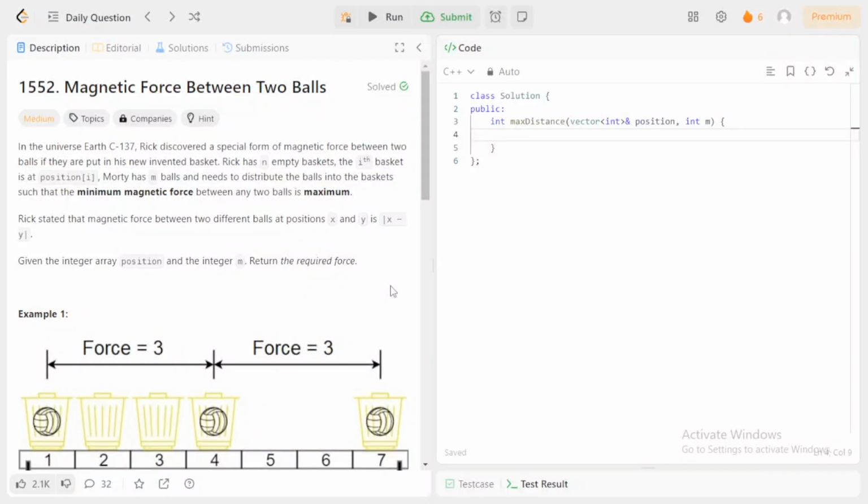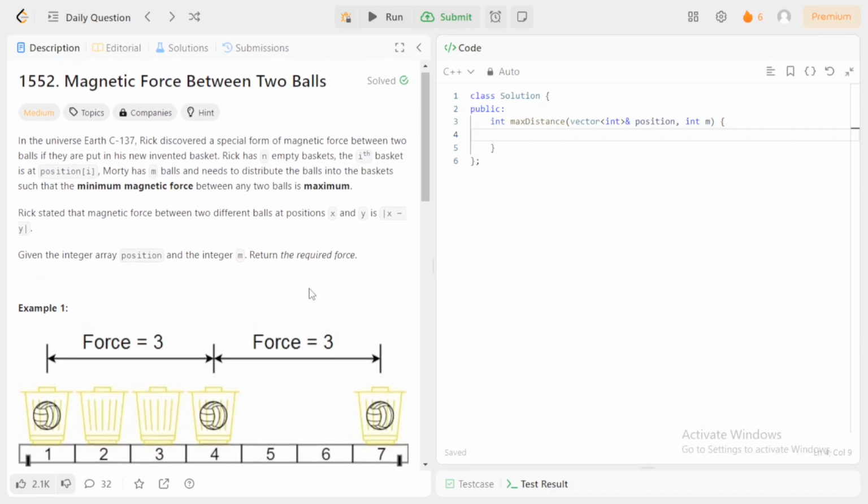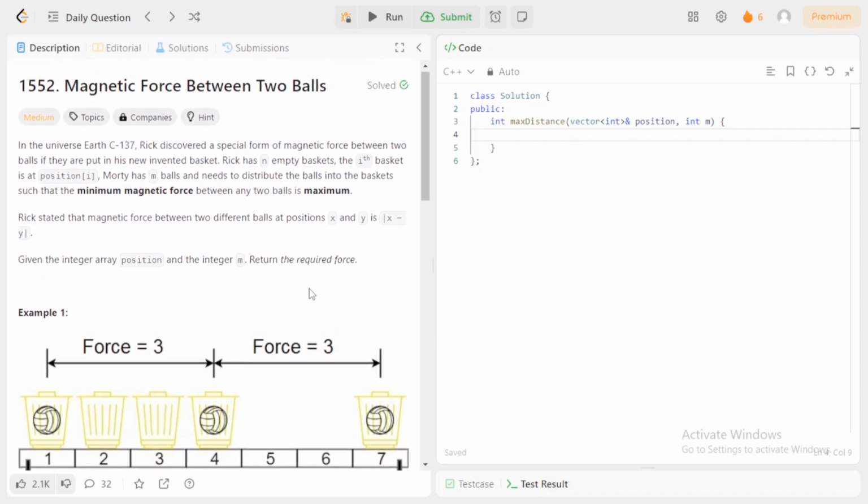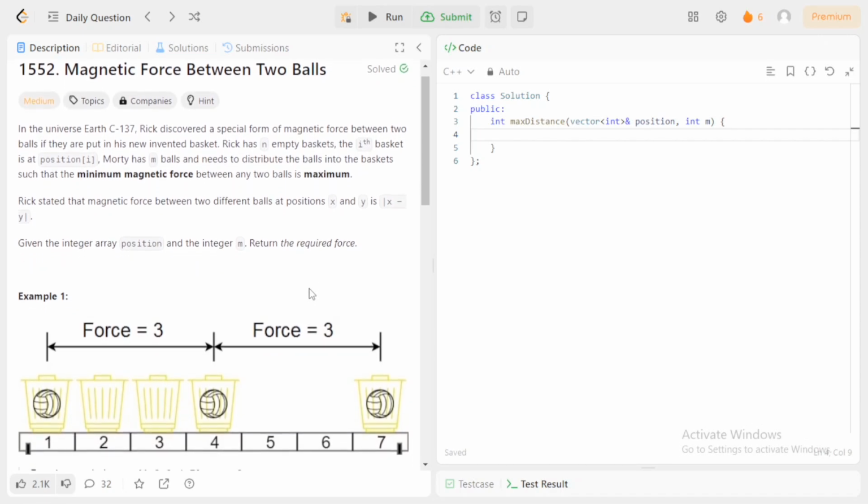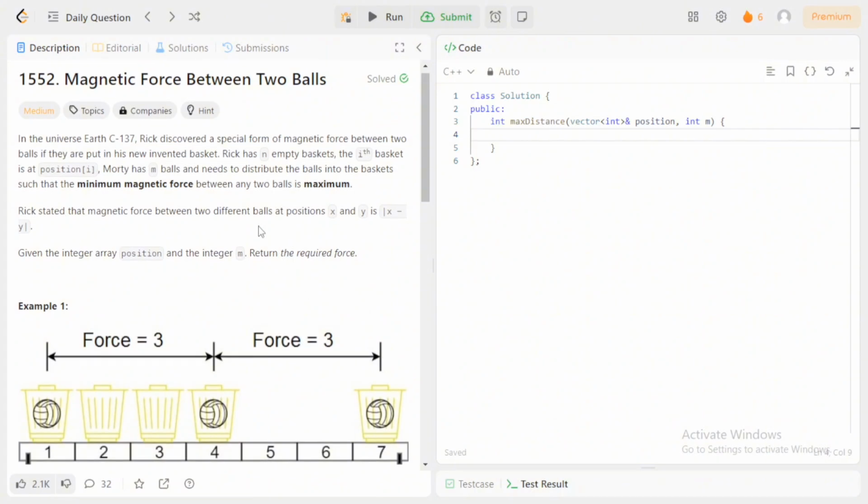This is day 15 of our Leetcode daily question series, and today's question is Magnetic Force Between Two Balls. This is quite similar to yesterday's question, where we applied binary search to a search range, to an answer range. In this question we also have to apply binary search, as we have to check for every answer.